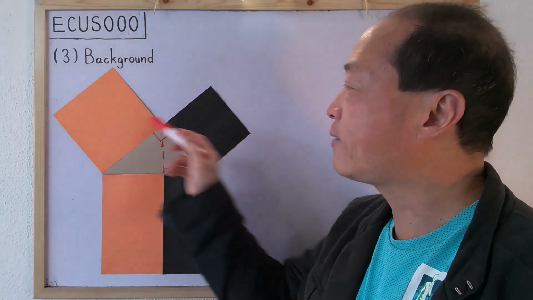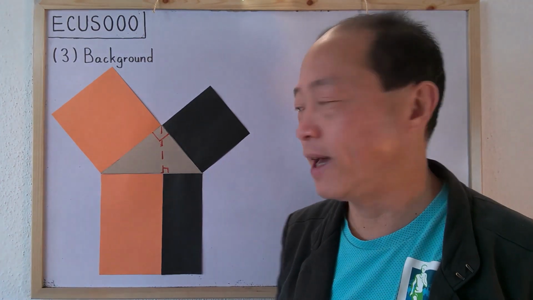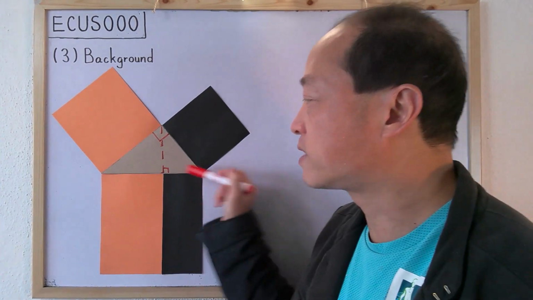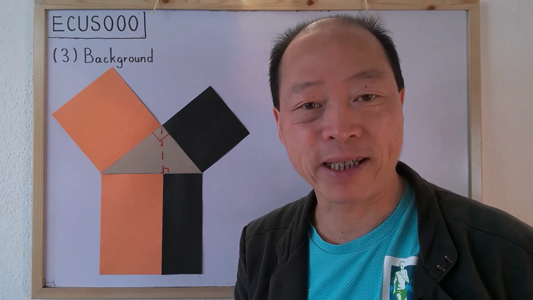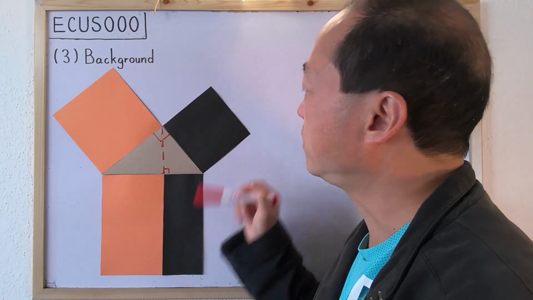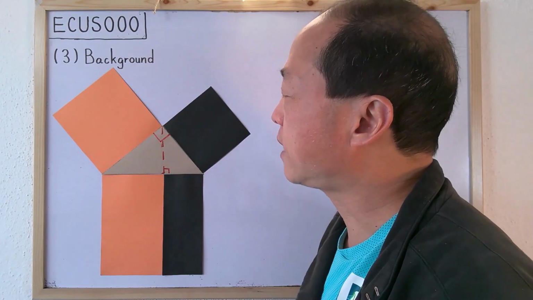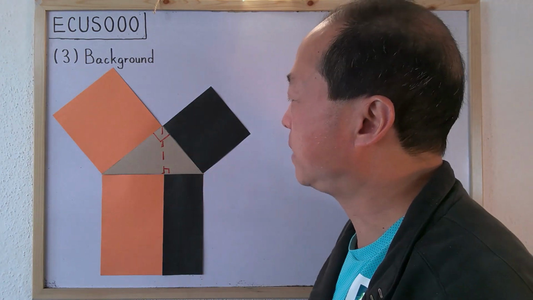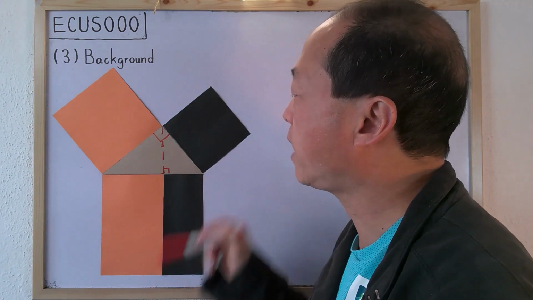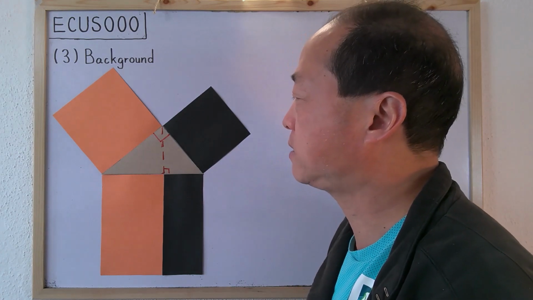Geometrically, the sum of the area of these two squares equals the area of the largest square formed at the hypotenuse. Can we express this fact algebraically? Let the length of this side be a, the length of this side be b, the length of this part be x, the length of this part be y, and the length of the whole hypotenuse be c.